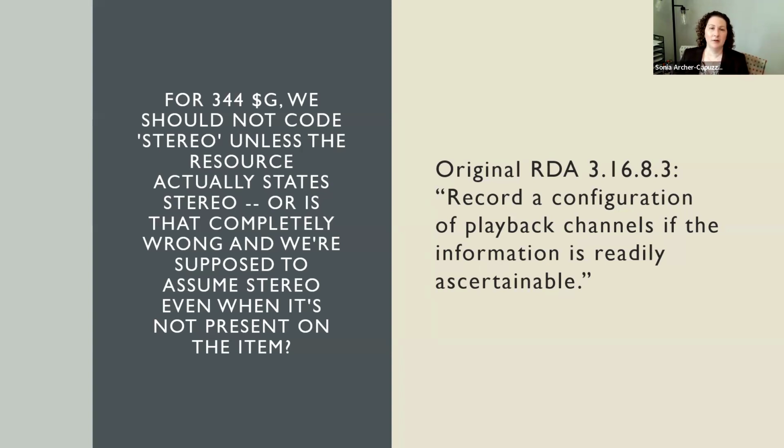So RDA, original RDA, tells us to record a configuration of playback channels if the information is readily ascertainable. That's generally the rule that I would stick with. If the resource says that it's stereo, you record that. If it doesn't, you don't. I guess if you have the time, you could put it into a player and see if it's playing in stereo. But most of us probably don't have that kind of time. So take what you see. Assuming things usually gets us in trouble, so I would not suggest that.